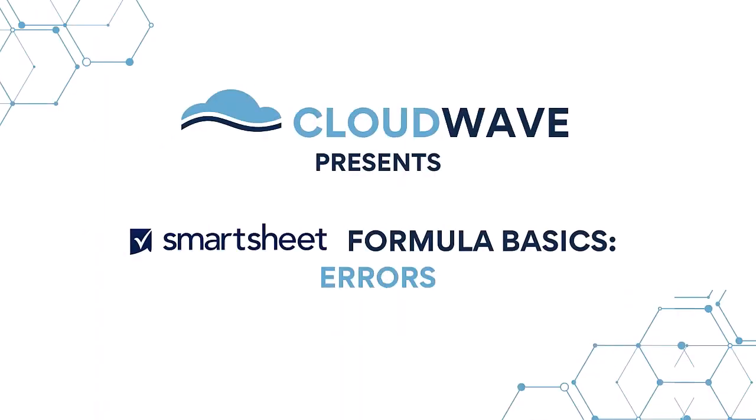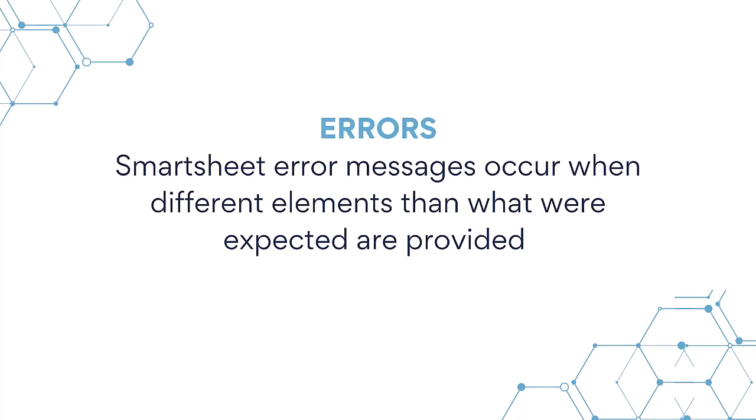Welcome to Smartsheet Formula Basics Part 5, Errors. Smartsheet error messages occur when different elements than what were expected are provided in the cell or formula. We are going to look at various types of errors you may have encountered, what causes them, and how to resolve them.